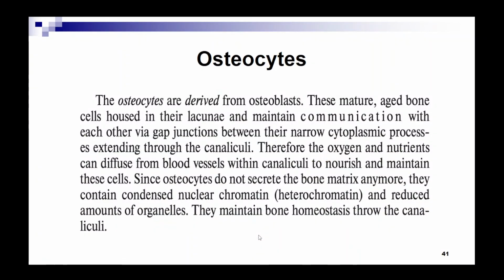Next, osteocytes. The osteocytes are derived from osteoblasts. These are mature bone cells housed in the lacunae and maintain communication with each other via gap junctions between their narrow cytoplasmic processes extending through the canaliculi. Therefore, oxygen and nutrition can diffuse from the blood vessels within the canaliculi to nourish and maintain these cells. Since osteocytes do not secrete bone matrix anymore, they contain condensed nuclear chromatin, heterochromatin, and a reduced amount of organelles. They maintain bone homeostasis through the canaliculi.